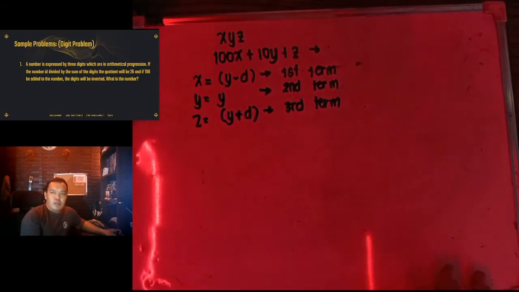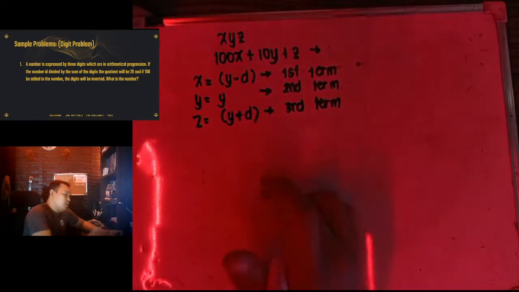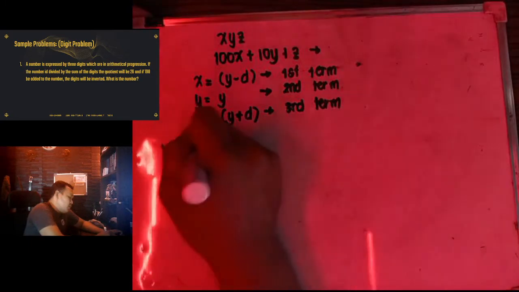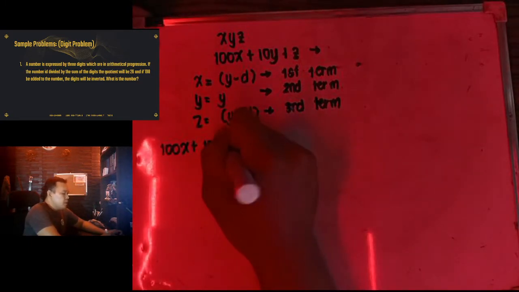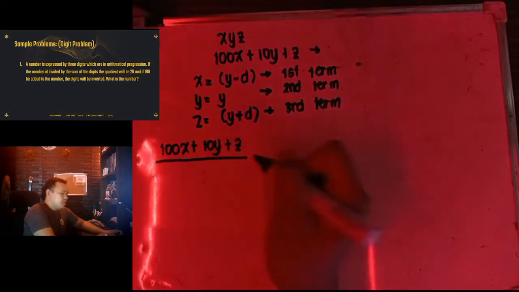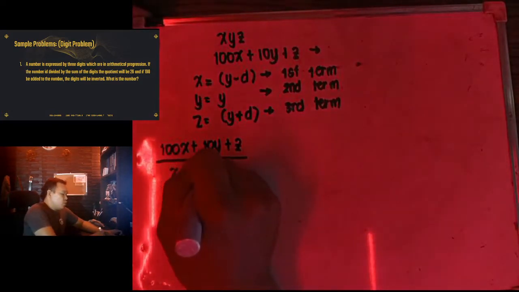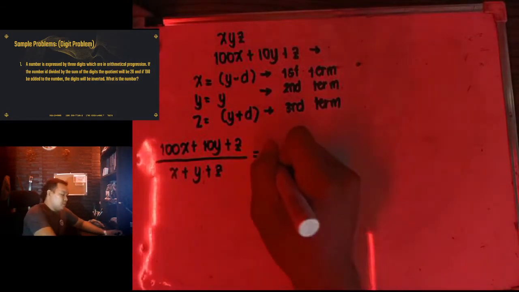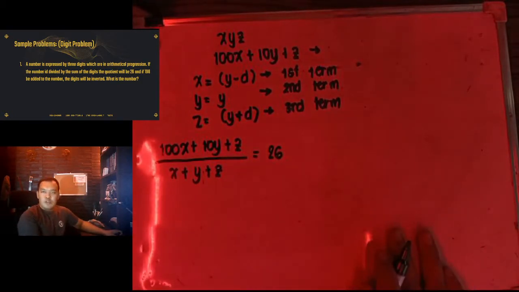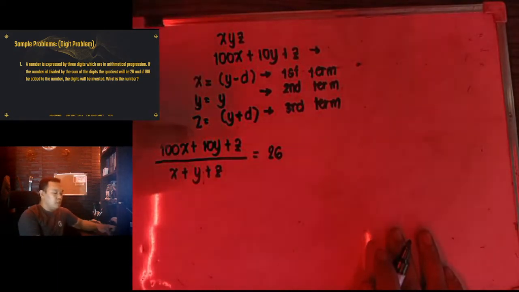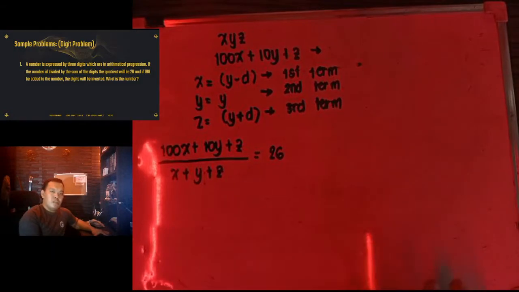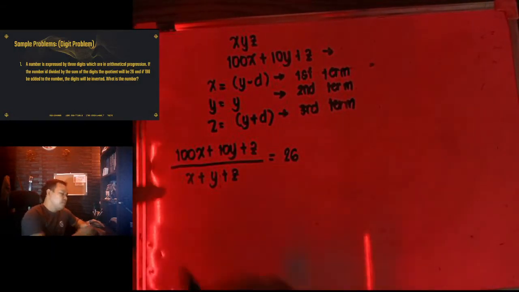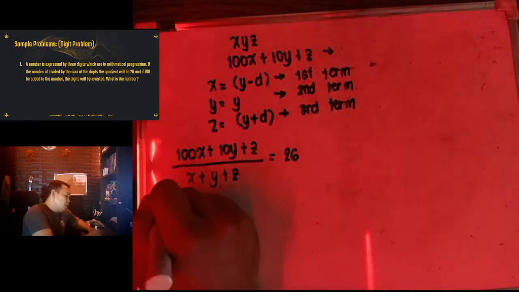Okay? If the number is divided by the sum of the digits, so our number 100x plus 10y plus z is divided by the sum of the digits x plus y plus z, the quotient will be equivalent to 26. Now expand this, because we know that the value of x is y minus d and z is y plus d, so that we have only two variables, y and d.